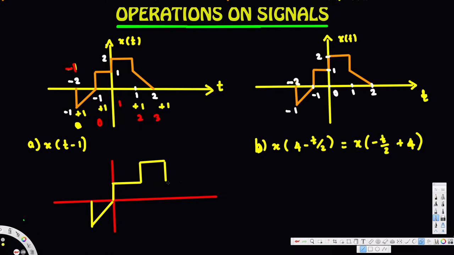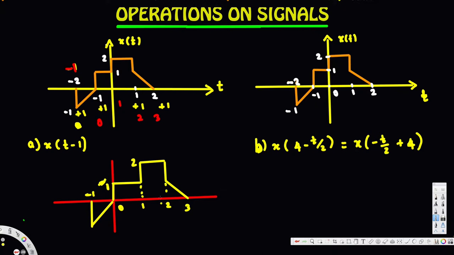Okay, now let's go ahead and label this one. This is minus 1, 0. This is going to be 1, this is going to be 2, and this is going to be 3. And this is negative 1, this is positive 1, this is 1, and here we have 2. And that's it, right? So this is going to be the graph of the given expression.